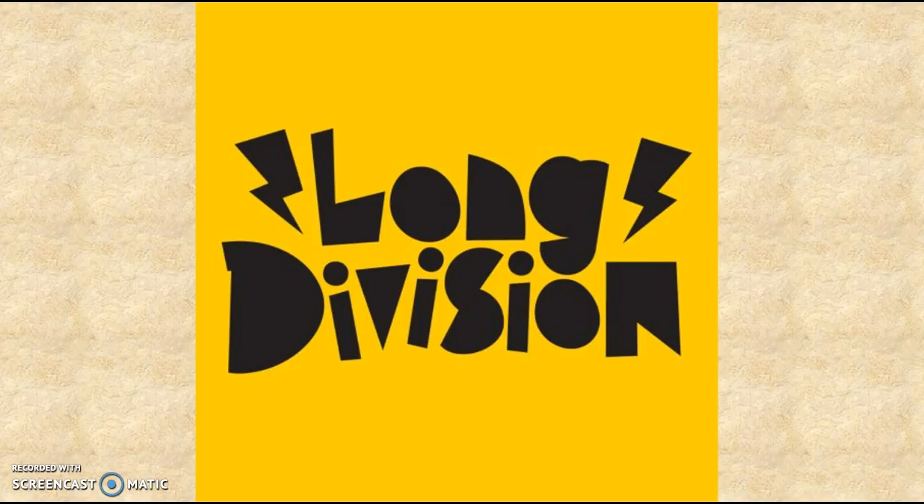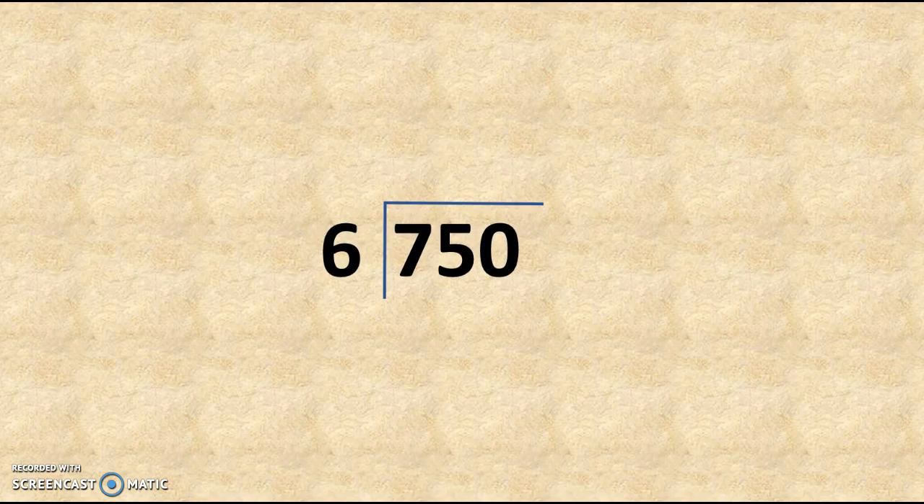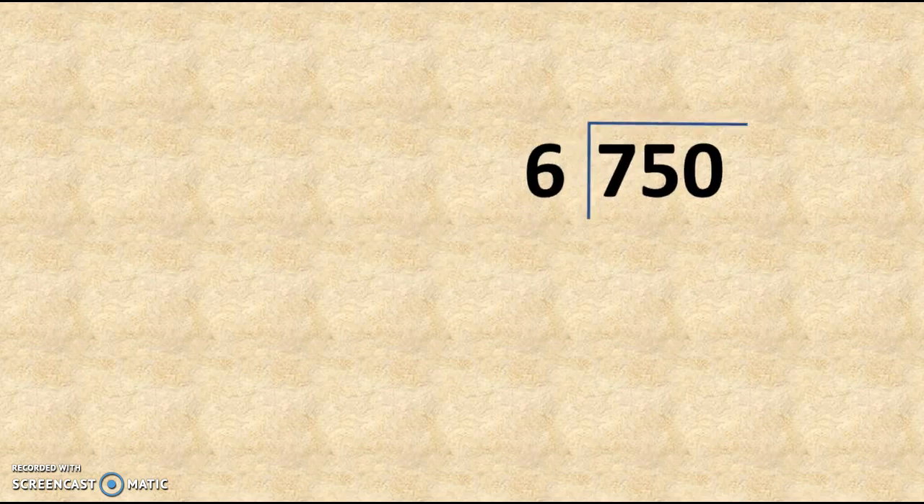Okay, let's talk about some long division. So what we have here is a long division problem, 750 divided by 6. Whenever looking at a long division problem, you start with the digit the furthest to the left in the dividend, or the number that is being divided. So in this case, that number is 7.